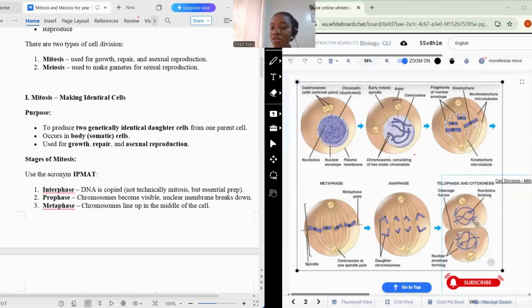The point of division, or after the cell fully divides, that process of division is what we call cytokinesis. That is the division of the cell. So when the cell divides, we have two new daughter cells. That is to tell you that the end product of mitosis is the formation of two new daughter cells. So we will be stopping our class for today.